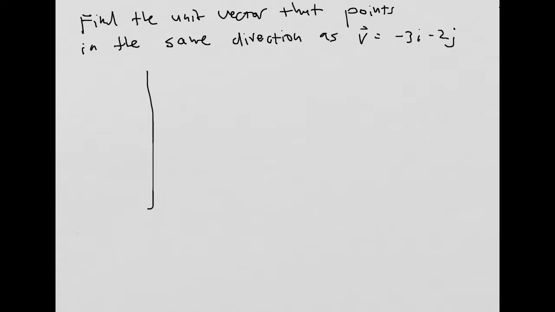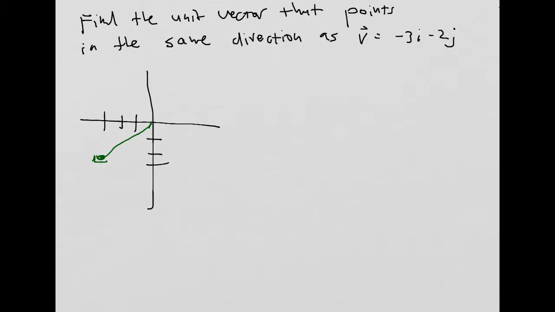I guess we can sketch this out if we want to. We'll just see what this vector looks like. The horizontal component, the i value, is negative 3, so from the initial point we go 3 units to the left. We go 2 units down. So this is vector v. We go 3 units to the left, 2 units down, and that is the vector.